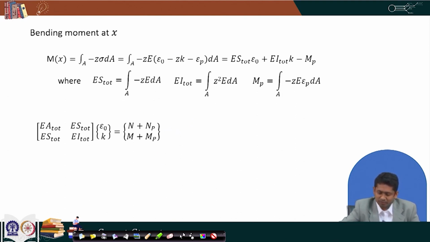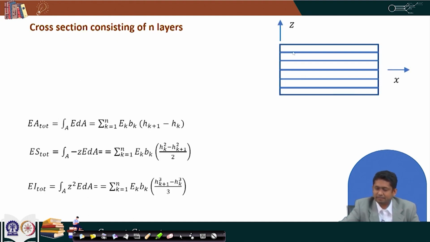Now that we have the basic formulation, we will look into different cases. Before we go to the cases, let us see what if our beam consists of several layers. So, here is a beam that we have, and it consists of n number of layers. So, this we can call layer 1, layer 2, all the way up to layer n, and the z coordinate of it, this we may call h1, the z coordinate of it is h2, and this goes on till hn plus 1.